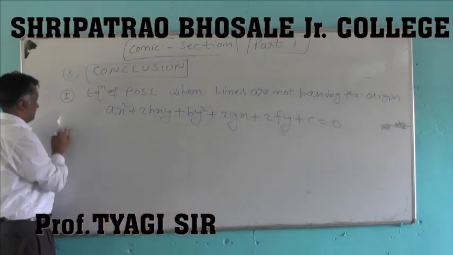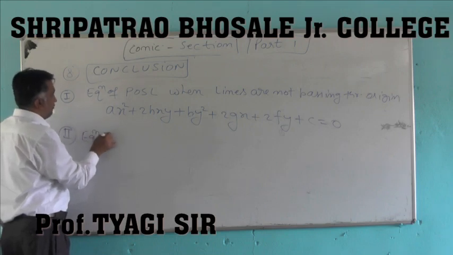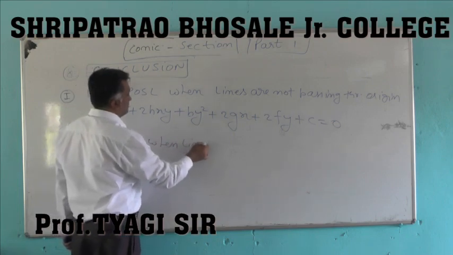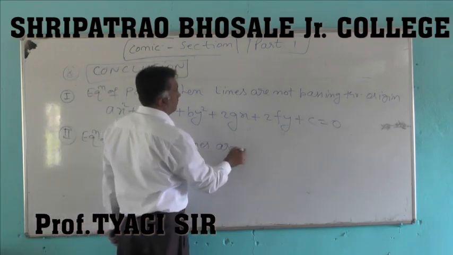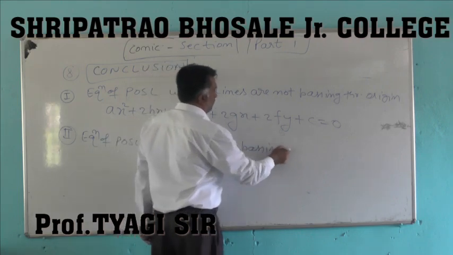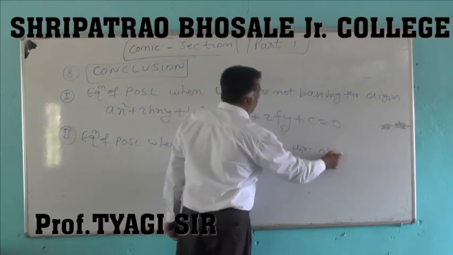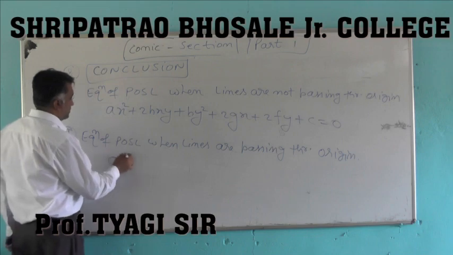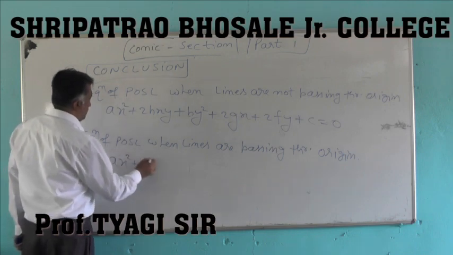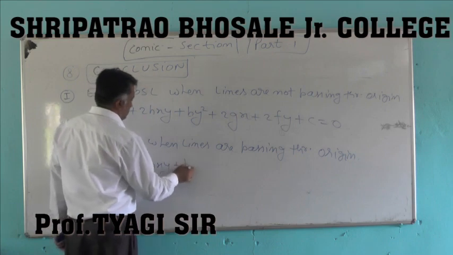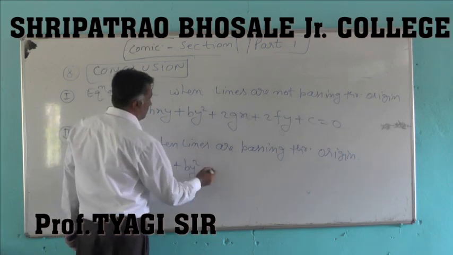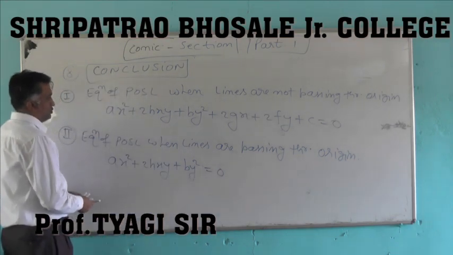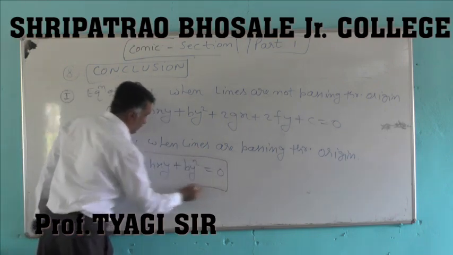The second is the equation of pair of straight lines when lines are passing through origin: ax square plus 2hxy plus by square equal to 0. It is very important for us, so we can put it in a box.